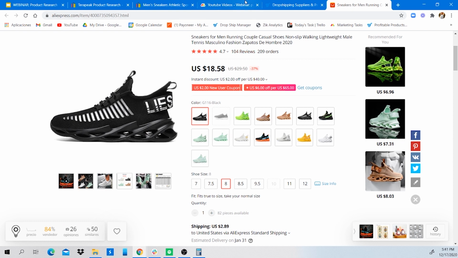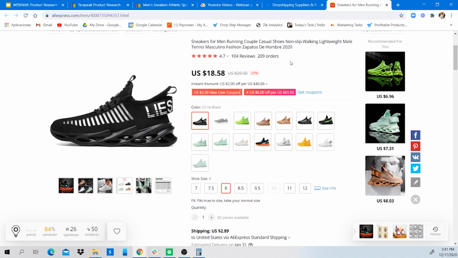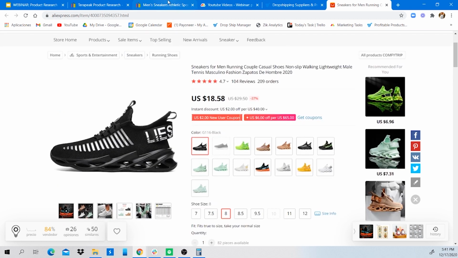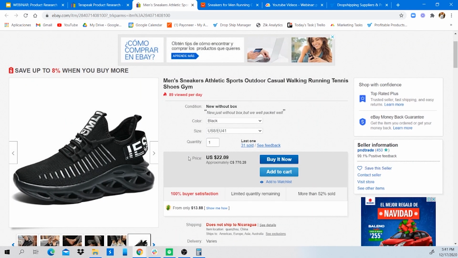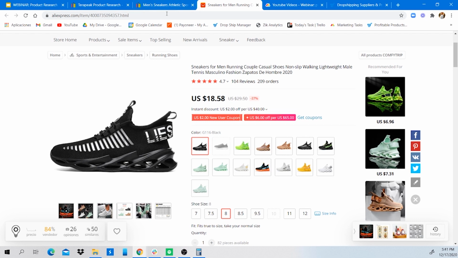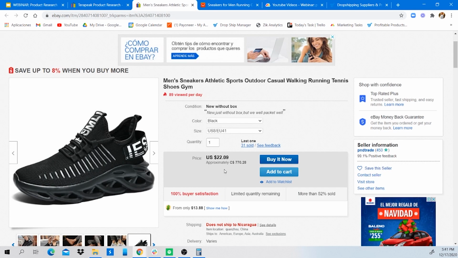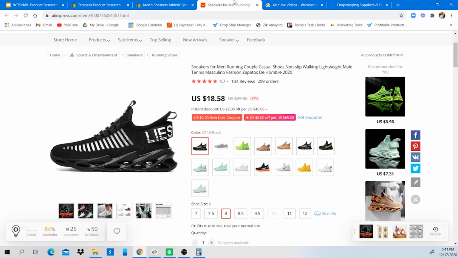See, so this is how you pretty much begin to do it. So it's $18.58, and this is how you find a cheaper product than this one, which is $22.09. So $18.58 versus $22.09, and this is what we do when it comes to niche market research. This is what you gotta do when you're trying to find a product to source if you're using this second method.